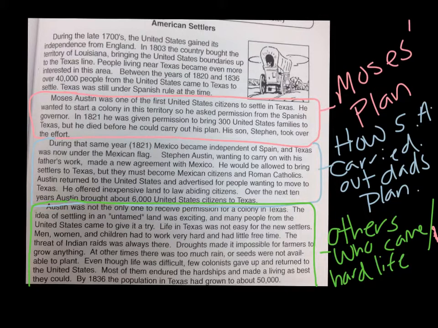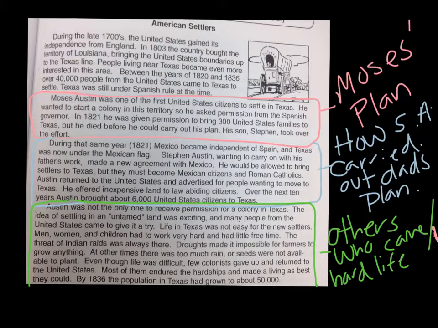So it starts off, American settlers. During the late 1700s, the United States gained its independence from England. In 1803, the country bought the territory of Louisiana, bringing the United States boundaries up to the Texas line. People living near Texas became even more interested in this area. Between the years 1820 and 1836, over 40,000 people from the United States came to Texas to settle. Texas was still under Spanish rule at that time.